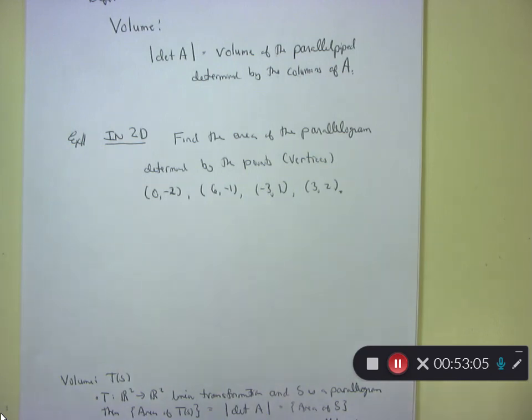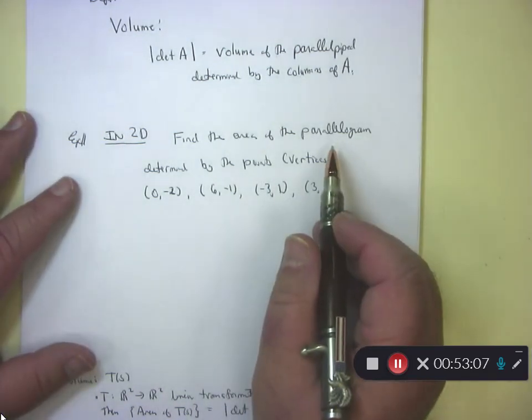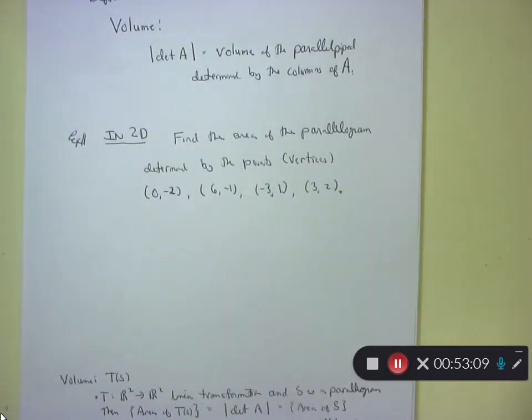In 2D, it's called a parallelogram. A 3-dimensional parallelogram is called a parallelepiped. Just to give you the connection here. So, find the area of the parallelogram determined by the vertices (0, -2), (6, -1), (-3, 1), (3, 2). The first thing I would do is draw this out.